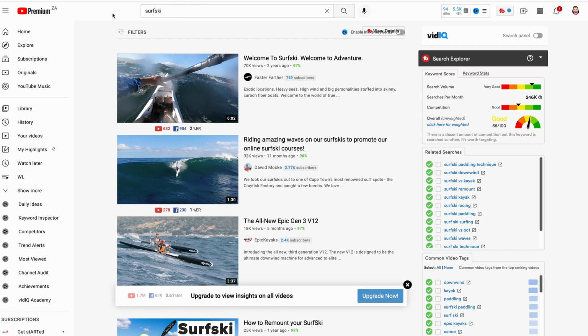So if you look at Surfski, the competition is medium, pretty good search volume, 246,000 searches per month. So it's a really good audience. People are really interested in surf skiing, but we need to drill down a bit more. What is one of the main obstacles that comes across a person who's just starting out surf ski paddling? First thing that happens is they borrow a surf ski, they paddle out there and they fall out.